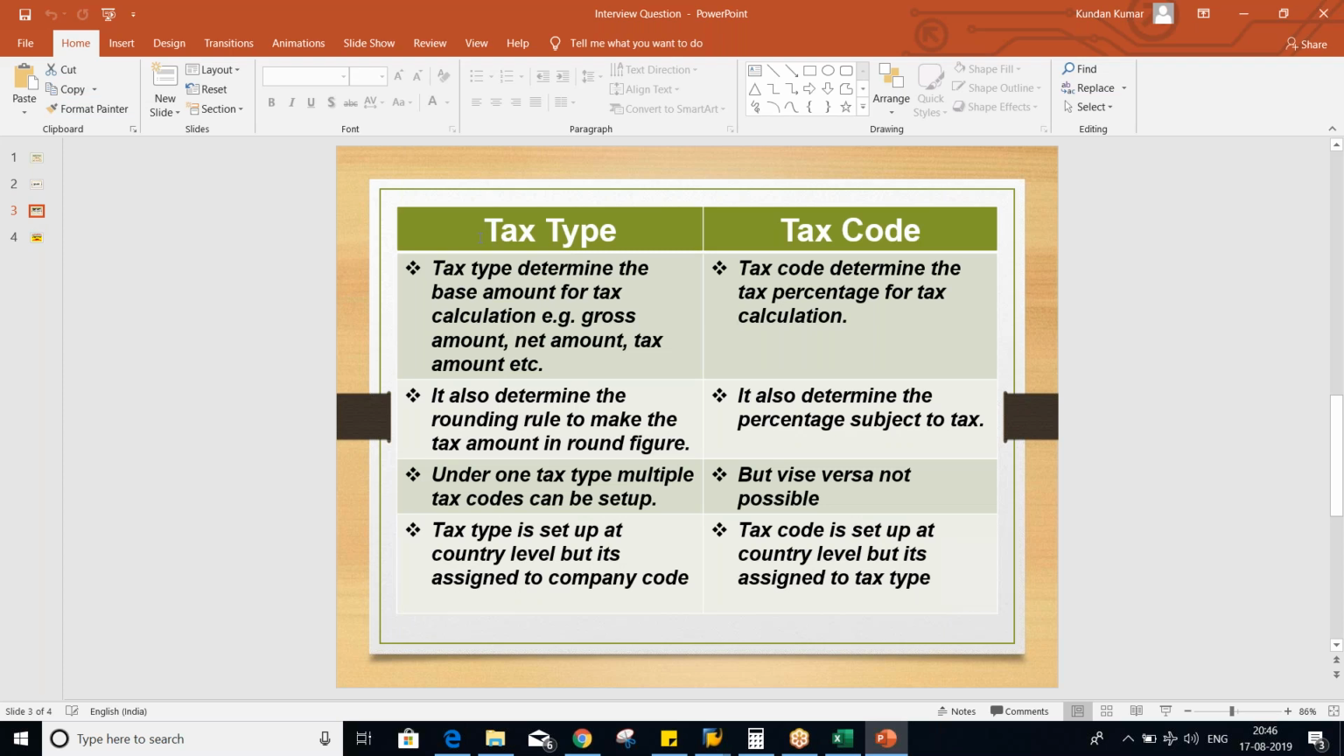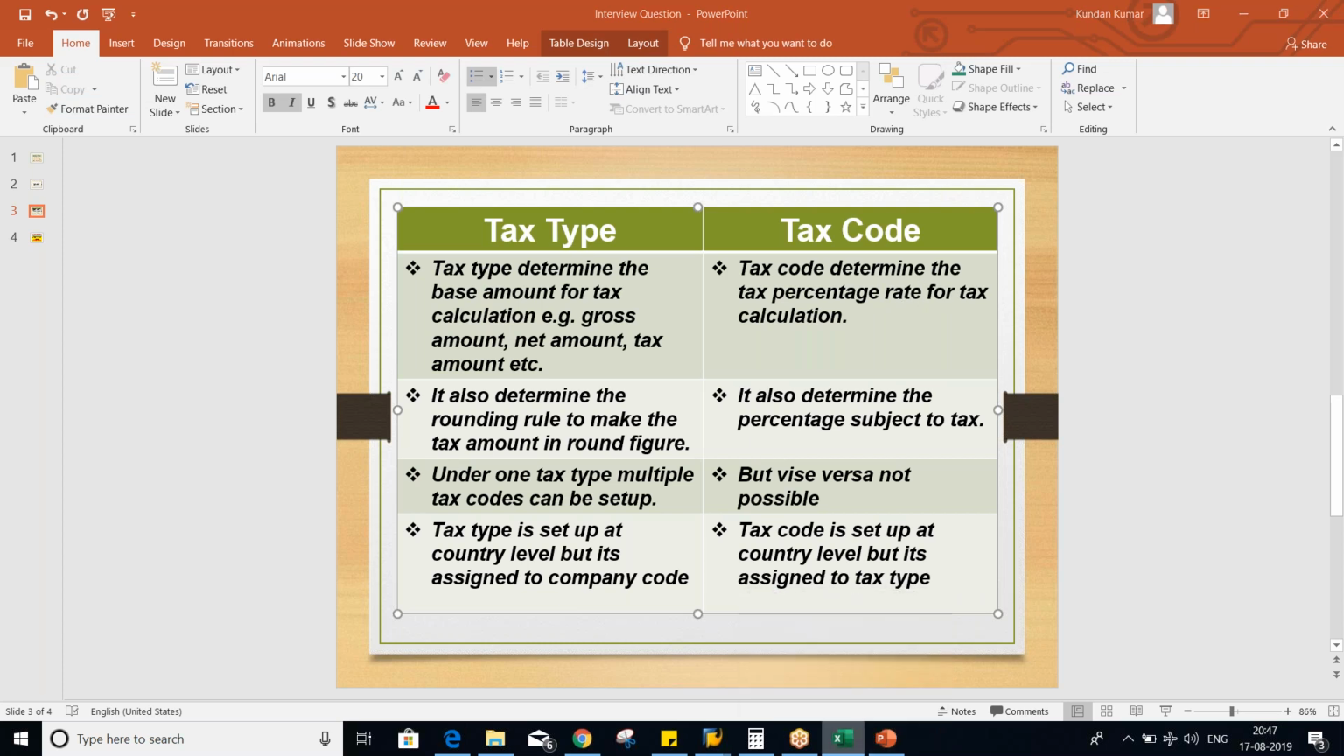The first difference is, tax type determines the base amount for tax calculation. This base amount could be gross amount, net amount, tax amount, etc. And tax code determines the percentage for the tax calculation. It means the percentage rate for tax calculations, right? Here I have to specify the rate for tax calculation.